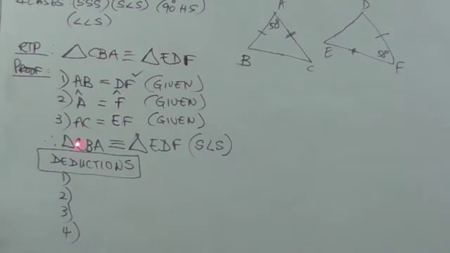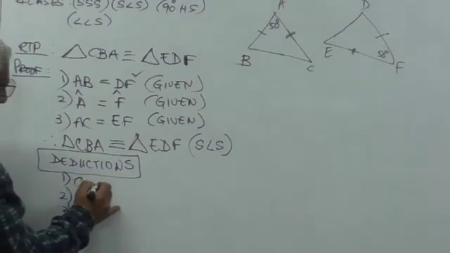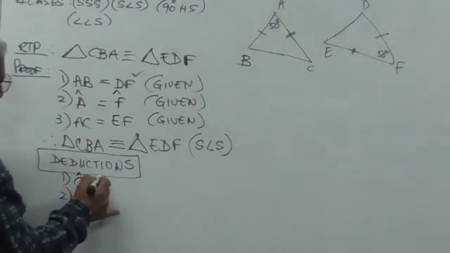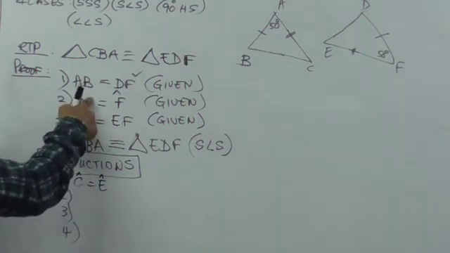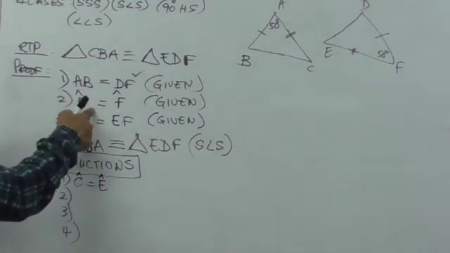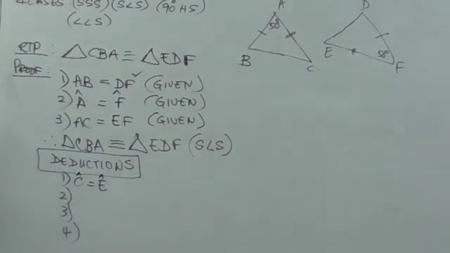So, C is equal to E. So we write it down. And we ask ourselves, did we use this in the proof? No, we didn't use it in the proof. Therefore, it is a deduction.